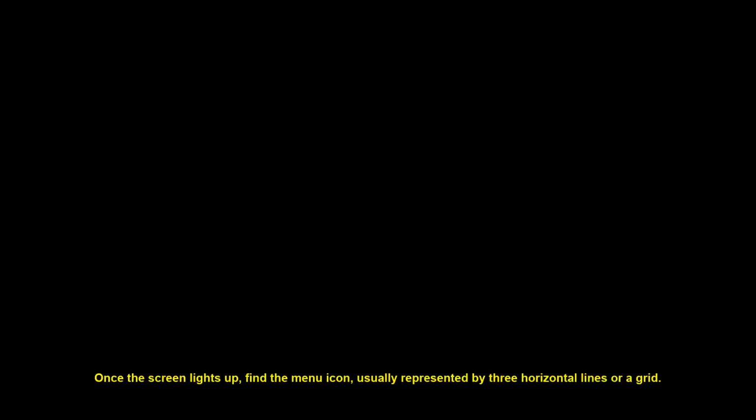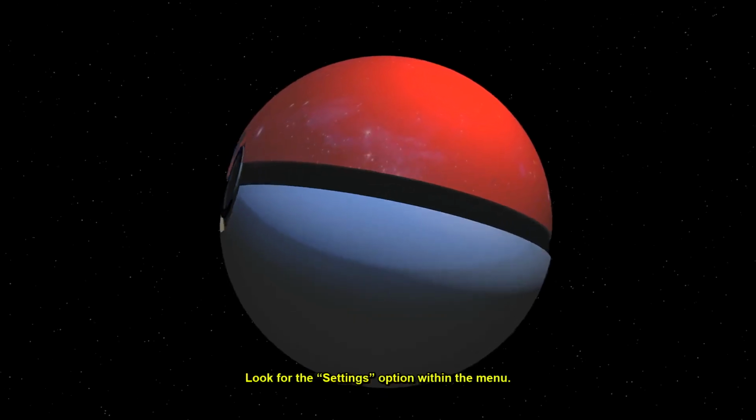Once the screen lights up, find the menu icon, usually represented by 3 horizontal lines or a grid. Tap on the menu icon to access the main settings. Look for the Settings option within the menu. Select Settings to open the configuration options.